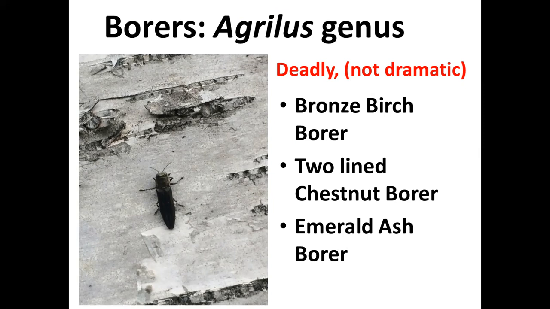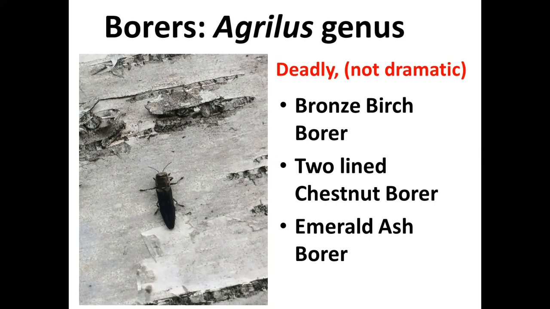But since these are all three in the same genus, Agrilus, however you want to say it, they all look the same if you put those three side by side in the adult stage. This bronze birch borer looks pretty much identical to an emerald ash borer. And if you put a chestnut borer next to it, it would look the same, but it would have two stripes on it. That's how it gets the name bilineatus. Agrilus bilineatus is two lines.